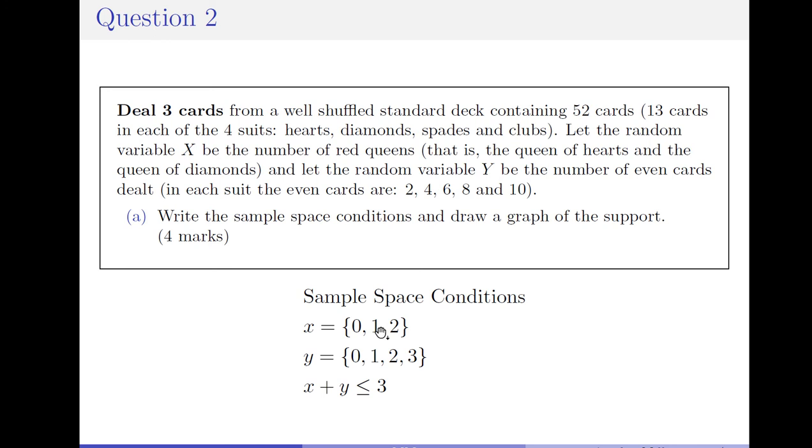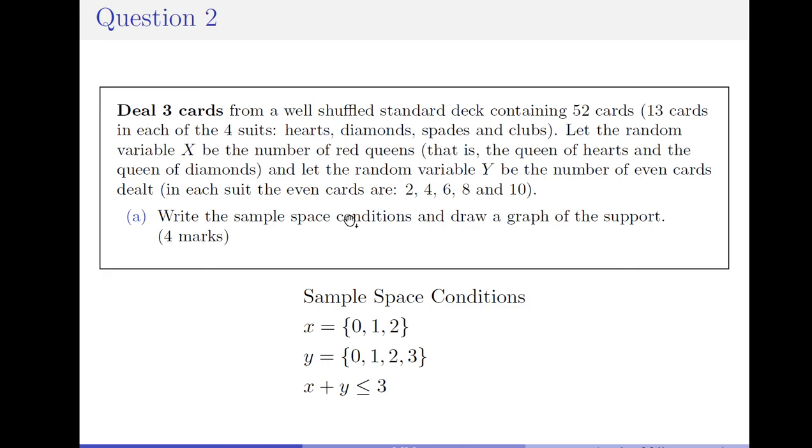So we can have x equals 1, y equals 0; x equals 1, y equals 1; x equals 1, y equals 2; but we cannot have x equals 1, y equals 3. The reason for that is 1 plus 3 makes 4, and we're only dealing 3 cards. So we cannot have that point. So these correspond to our points here: x is 1, y is 0; x is 1, y is 1; and x is 1, y is 2.